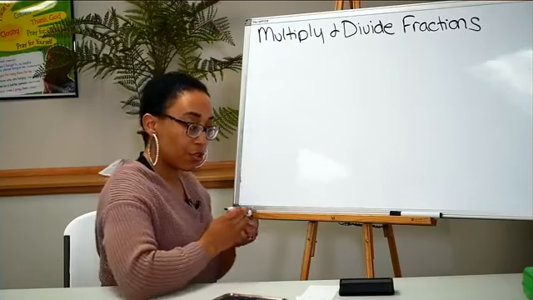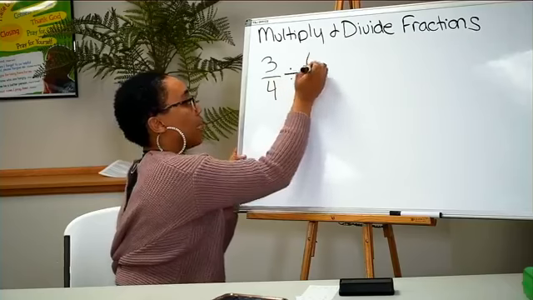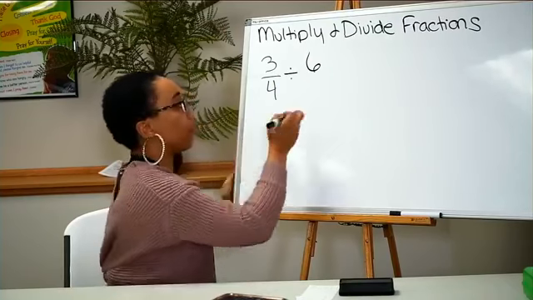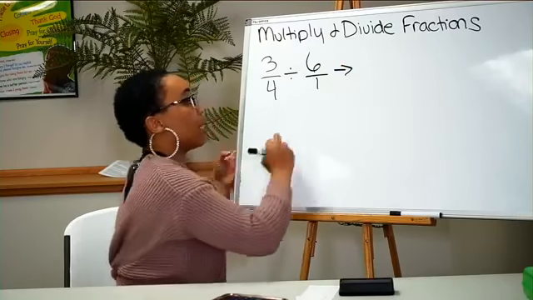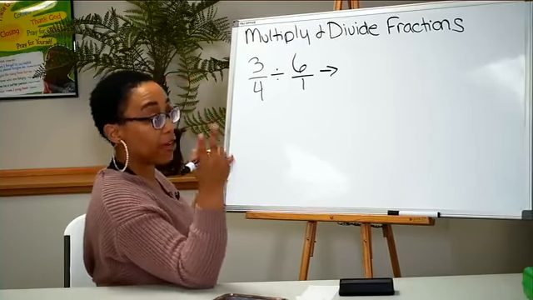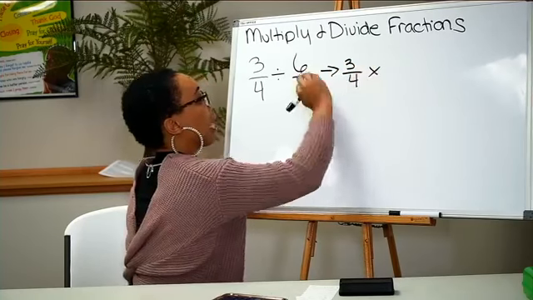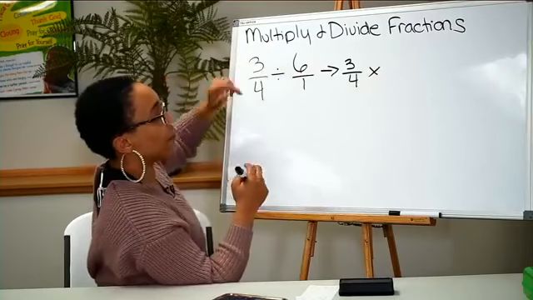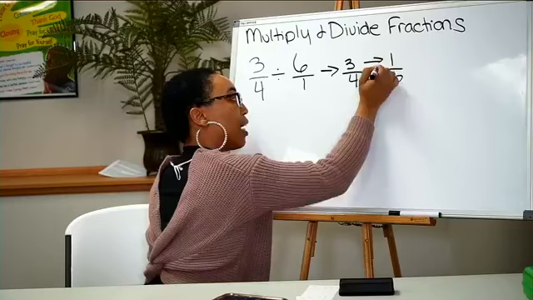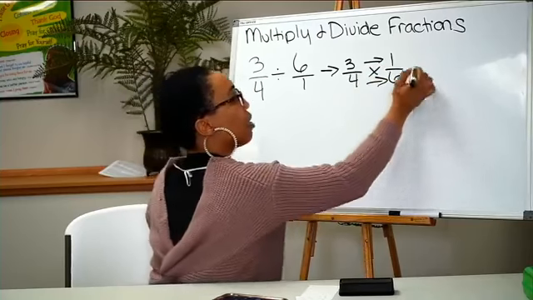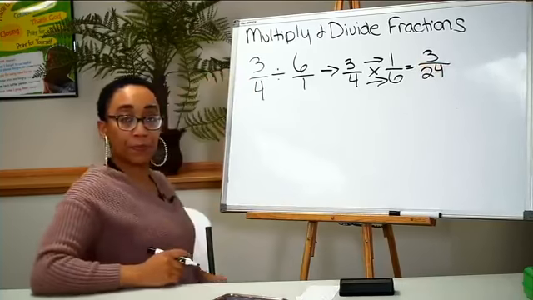All right, let's do 3/4 divided by 6. All right, so we have a whole number. So we're going to put it over 1. Then we're going to transform it because we now need to flip the second fraction. So the first fraction stays the same. We have 3/4 times. We're going to flip. So the 1 is on top and the 6 is on the bottom. And then we're going to multiply across. So then we have 3 over 24.